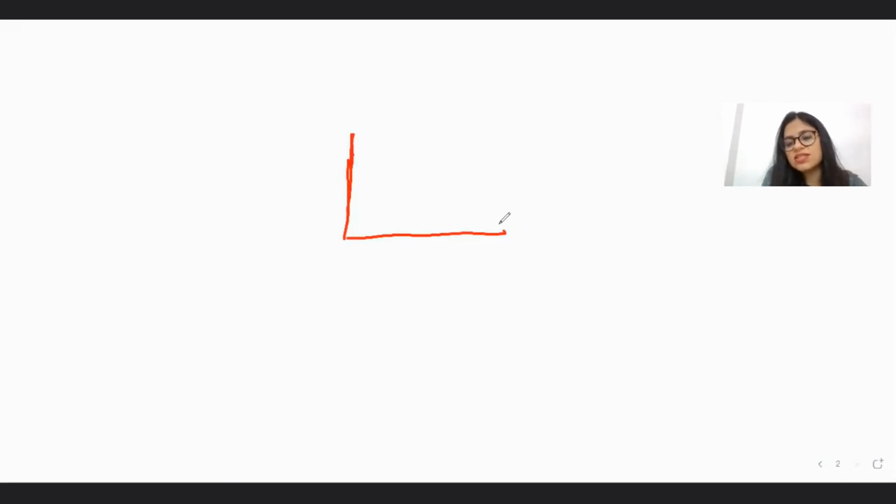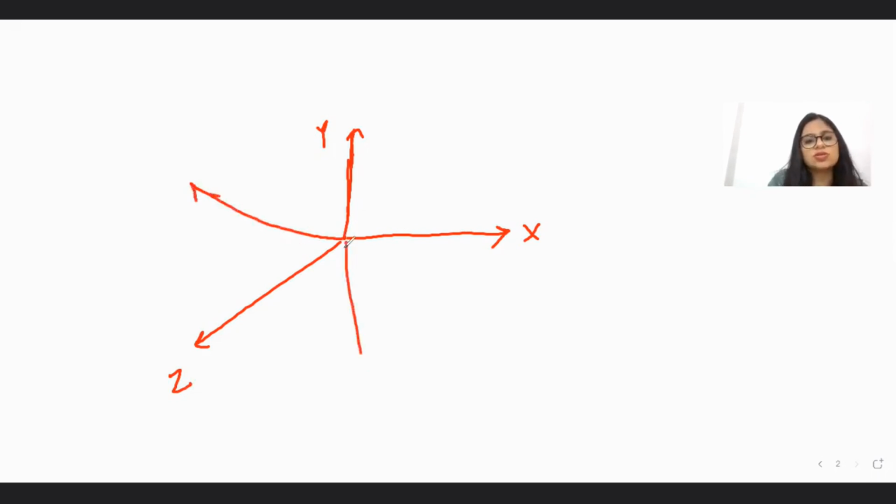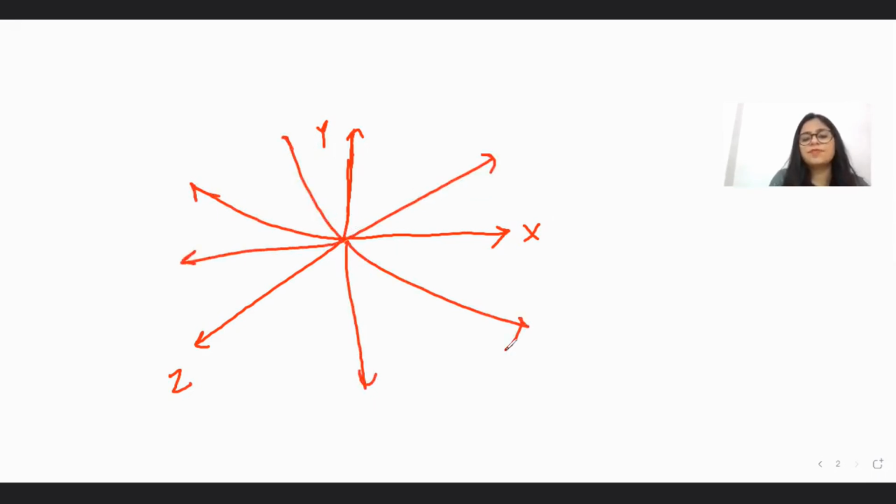If something is 2-dimensional, I will have x-axis and y-axis. If something is 3-dimensional, I will have x, y, and z axis. Now imagine something being n-dimensional. I am going to have a figure like this. There would be many dimensions. Imagine something being in n dimensions.